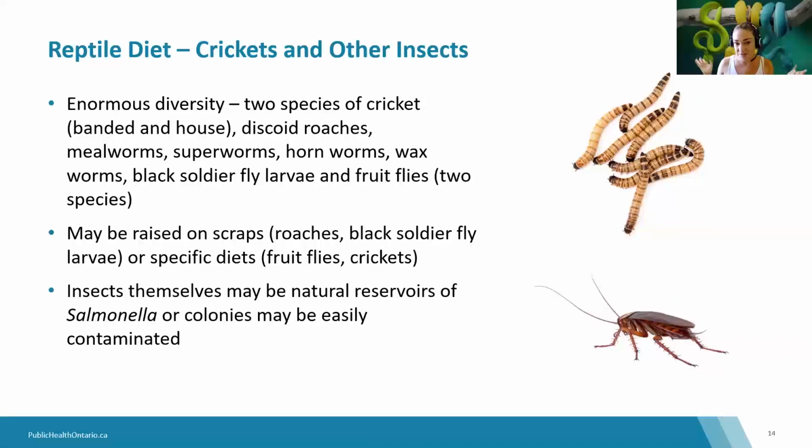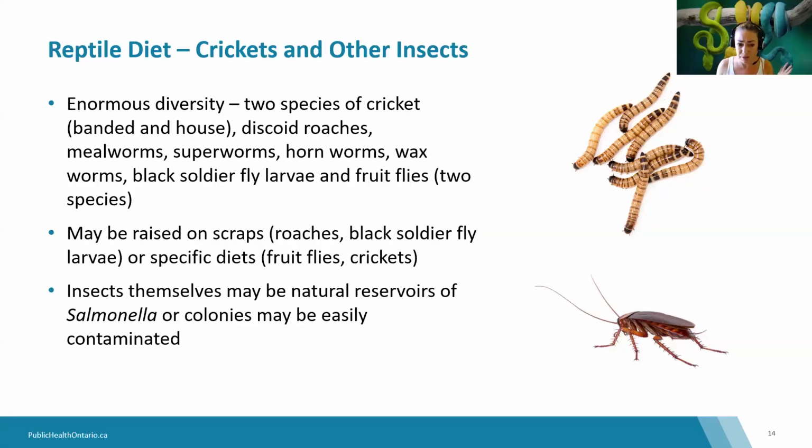There's enormous diversity in what reptiles may eat, and some of these species may eat most things. Some of them may have very specific prey requirements. So for feeder insects available in Ontario, you can get two species of cricket, the house cricket and the banded cricket. You can get discoid roaches. Some people may also have dubia roaches, which are technically illegal, but they look very similar to discoid, and they were both here probably illegally before CFIA approved discoids. There's mealworms, which are these little guys in the top right here.